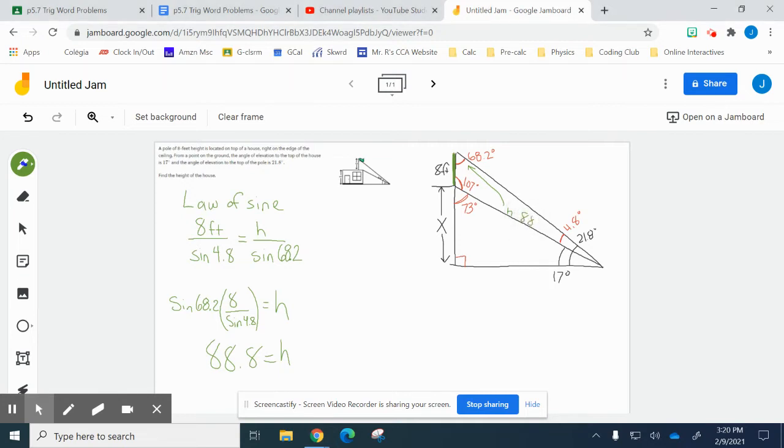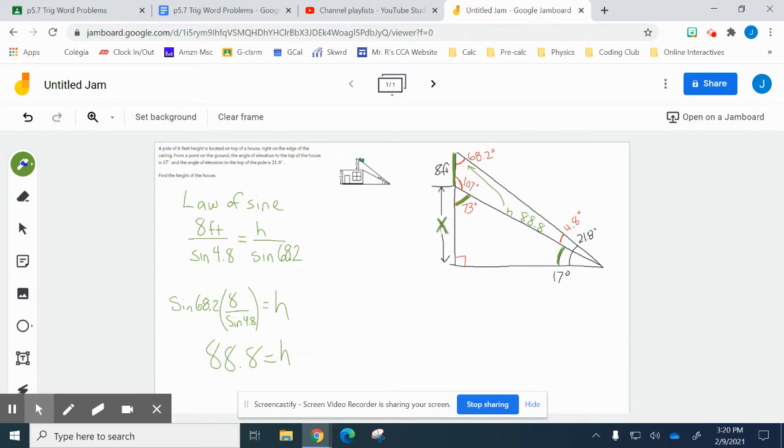88.8 equals h. So we'll put that in here. 88.8 is the length there. And now we can use sine, let's see, well, what do we know? We know the hypotenuse. And we know both interior angles, the 73 right there, and this 17 right there, and we're looking for this x right there.